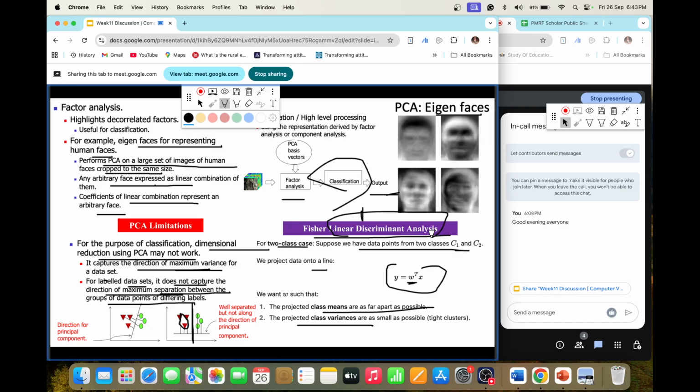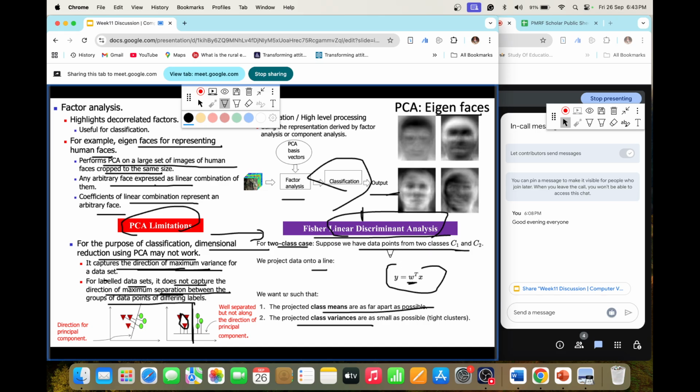Again I am repeating, what PCA does is capture the direction of maximum variance for the data set, but the problem with PCA was regarding classification. For a labeled dataset, it does not capture the direction of maximum separation, and whenever we are classifying, we want the direction of maximum separation. PCA does not give us that. So for that we shift from PCA to Fisher linear discriminant analysis.